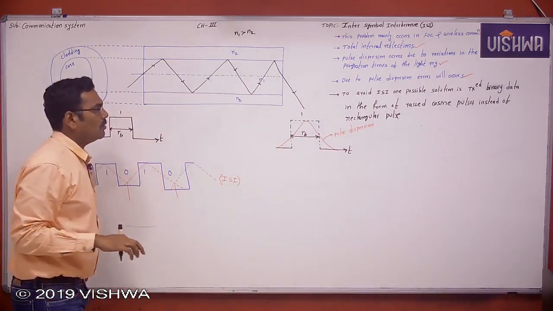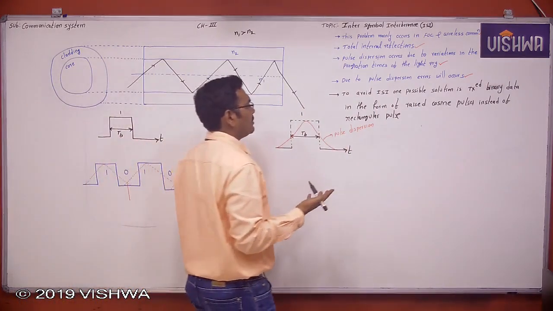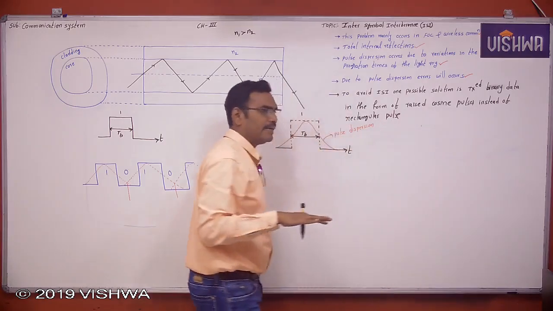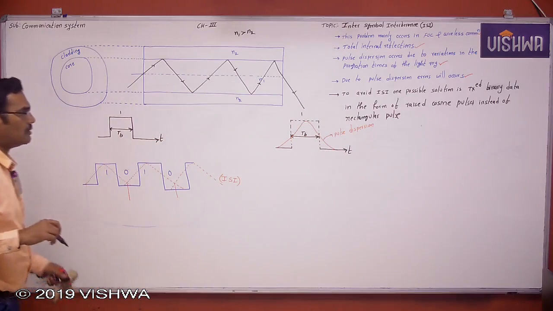Okay. So sir, what are raised cosine pulses? How will they be generated? Where will they be available? How can we get them? That we will see. Now first you note this.